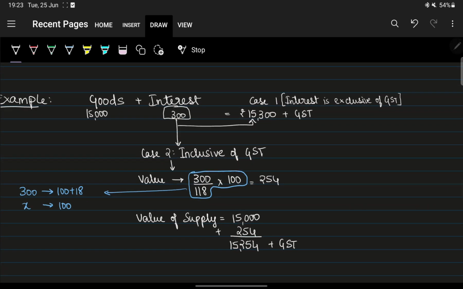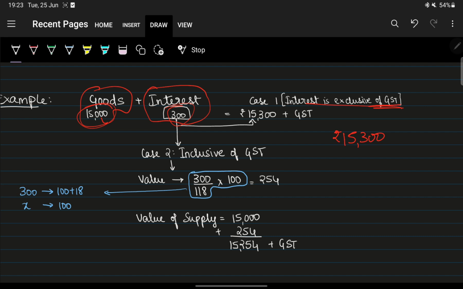In the first case, we'll just talk about the question, right? There is a supply of goods worth 15,000 and on that interest of 300 rupees is being charged by the supplier. In the first case we can assume that this interest is exclusive of GST, and we can just add these two together. Just take 15,000 and 300 and add it. So it will become 15,300 rupees.